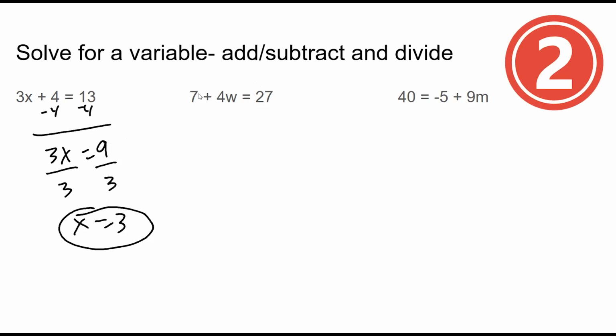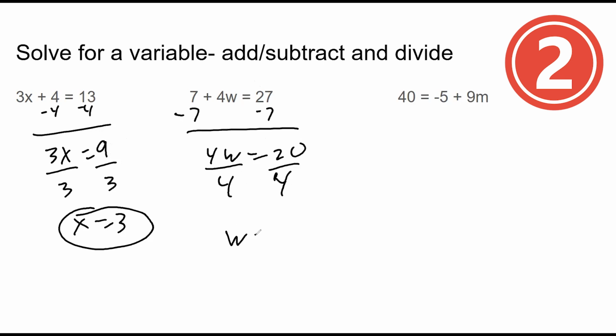All right, for this one, I get rid of the 7 first, -7, -7. So I get 4w equals 20. And I divide by 4, divide by 4. And I get w equals 5.